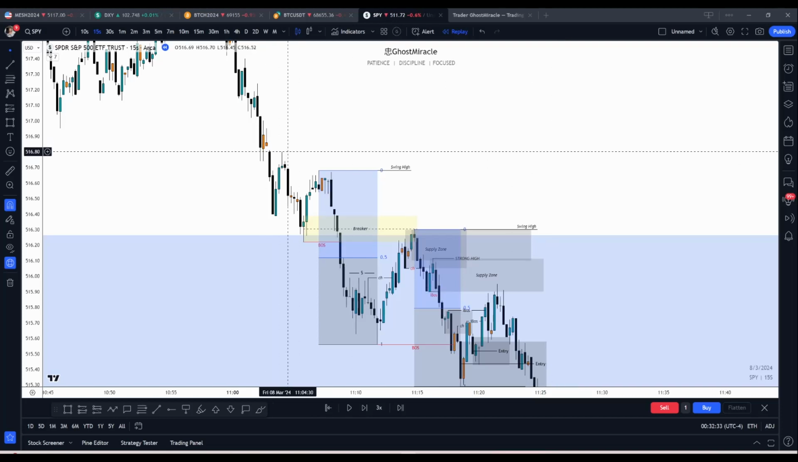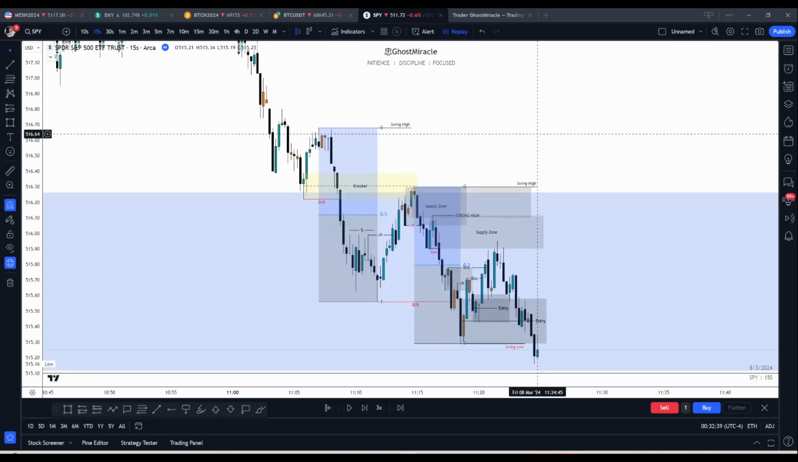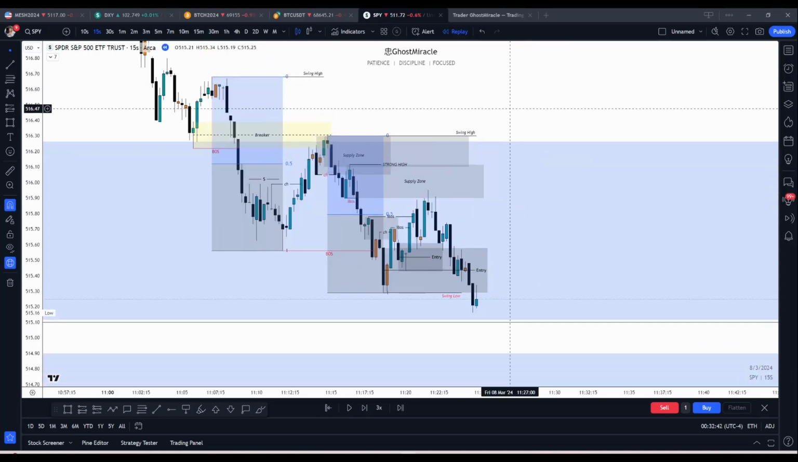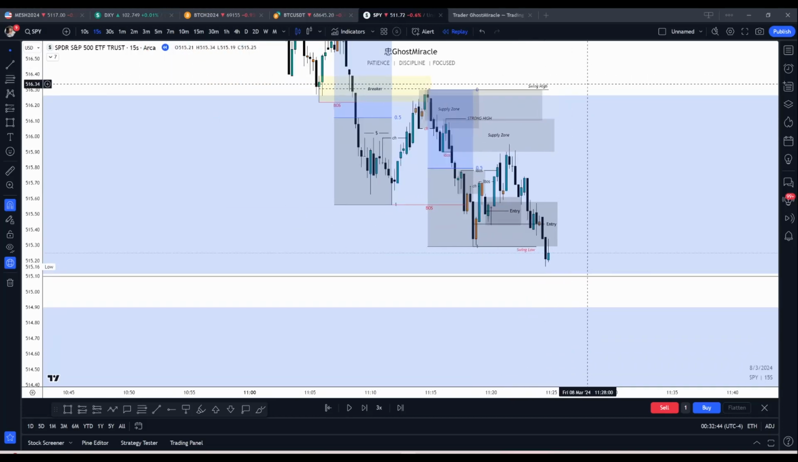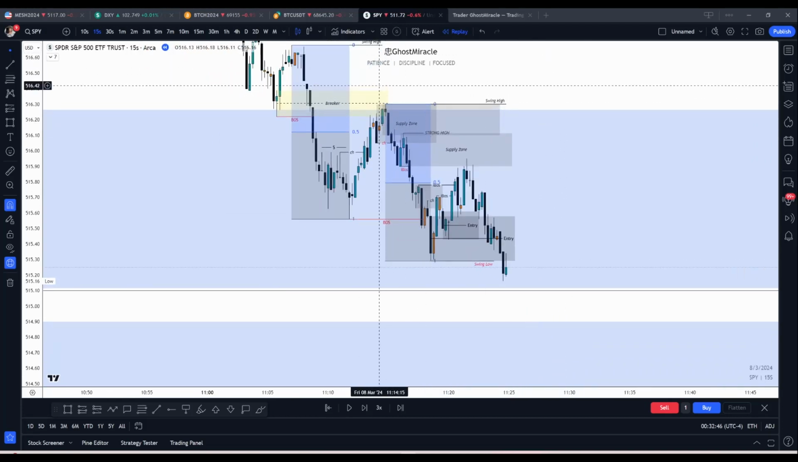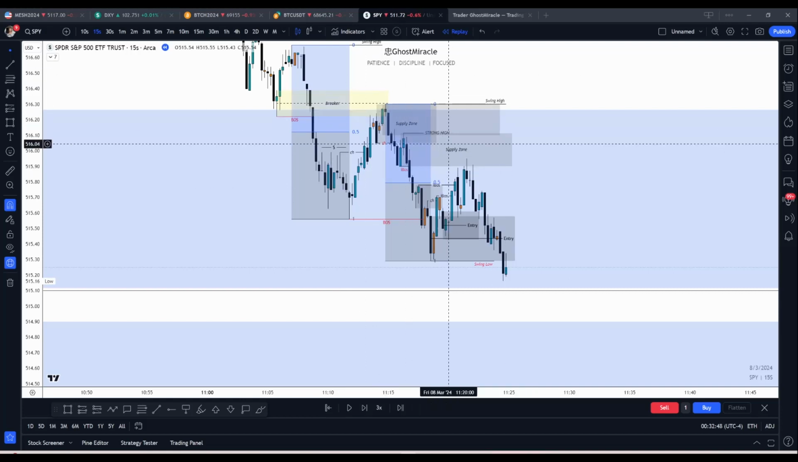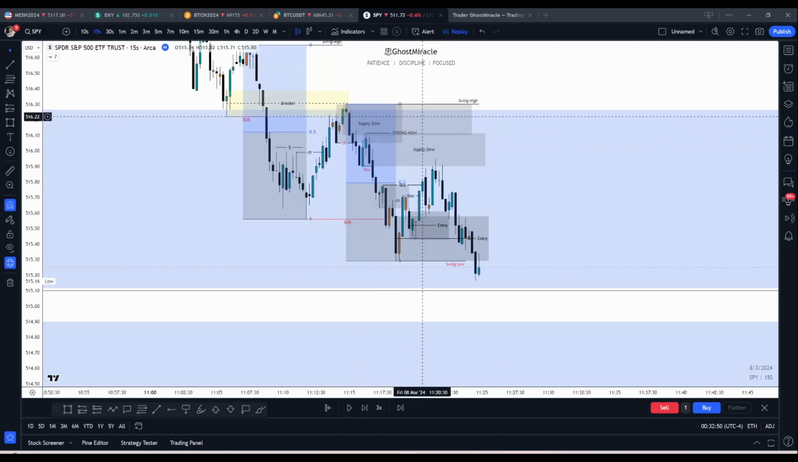Maybe take something off here. I would have targeted this. This looks like relatively equal highs, so some liquidity there plus imbalance. Always looking for price to fill imbalance as a target. And yeah, it was just already mitigated.